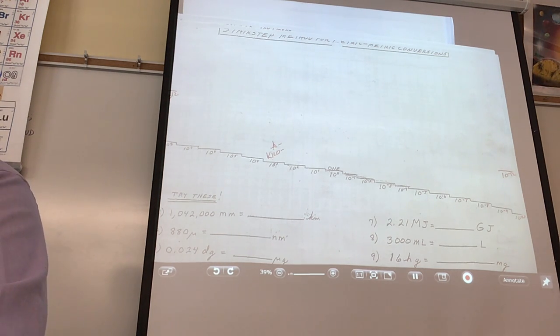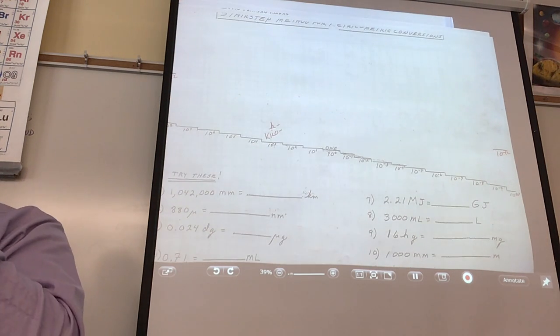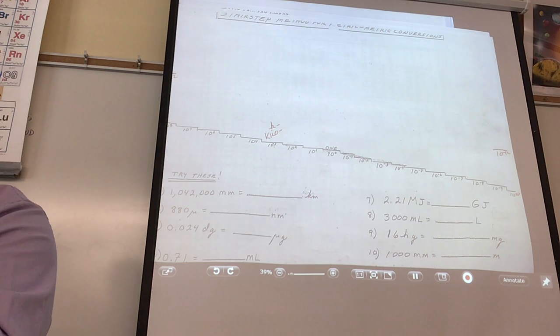All right, let's stop what you're doing. I have two things I'd like to do today. This is all review so far, but the two things I really want to cover today are how you change one metric unit into another, which is called metric to metric conversion, and the other thing I want to touch on is scientific notation. So that's what I'm going to do today.